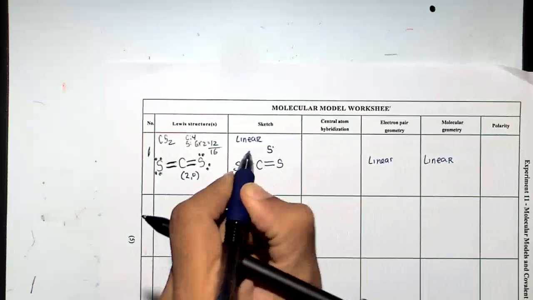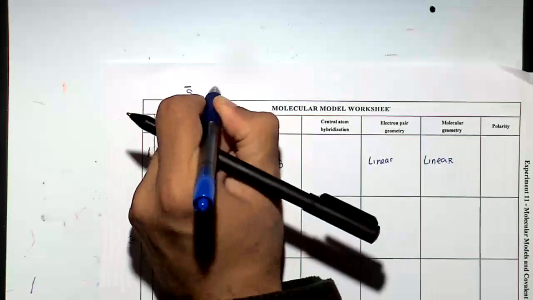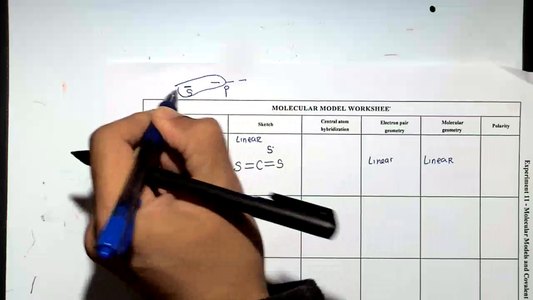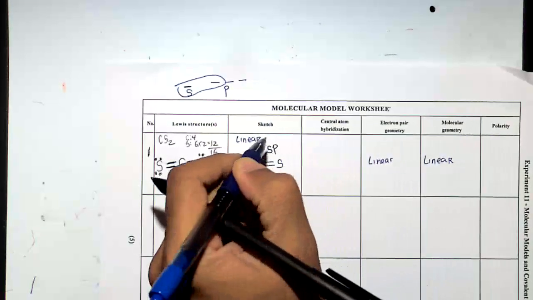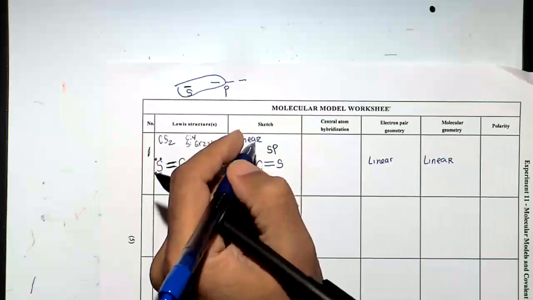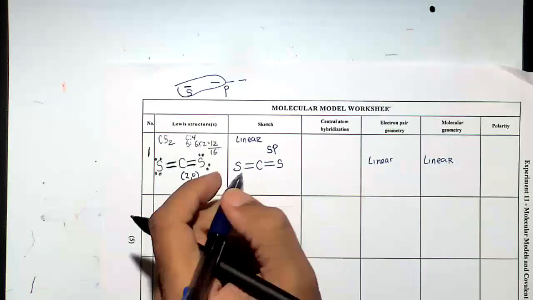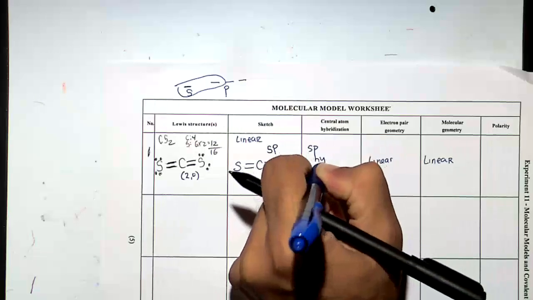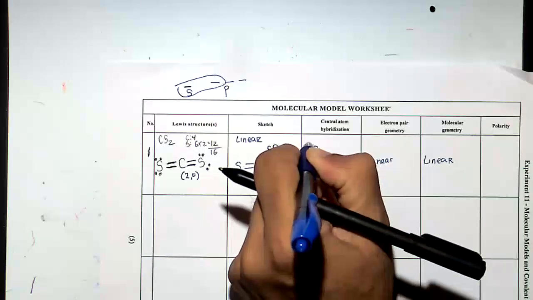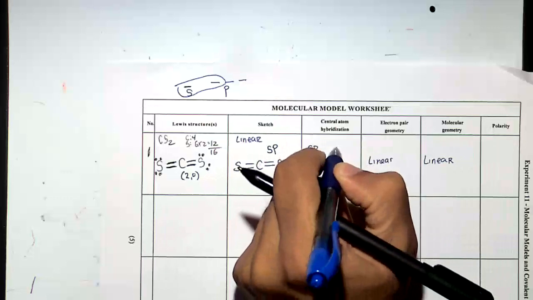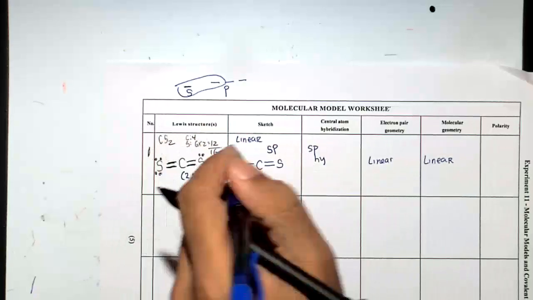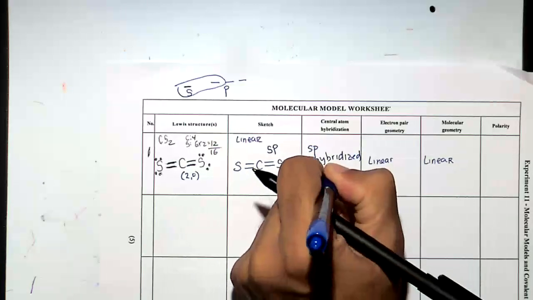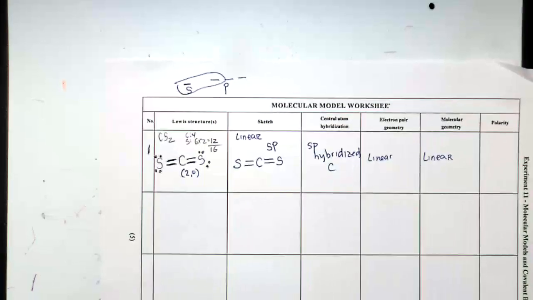S only has 1. So S1P1? Right, SP1. Very good. Well, we don't say 1. SP. So it's an SP hybridized carbon. One from the S orbital and one from the P orbital, that gives us the 2. So this is an SP hybridized carbon.